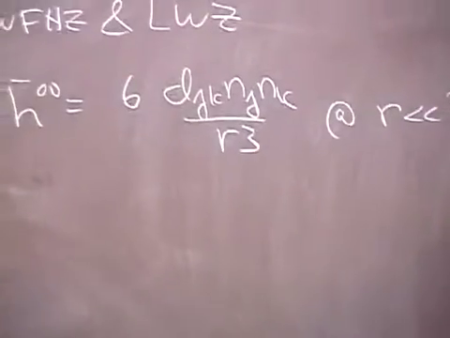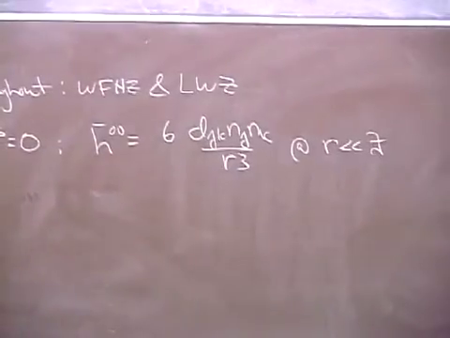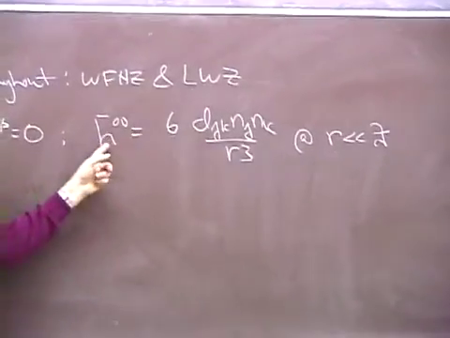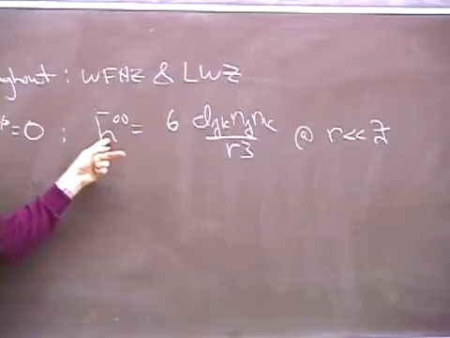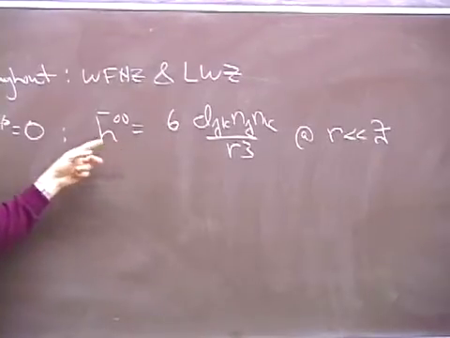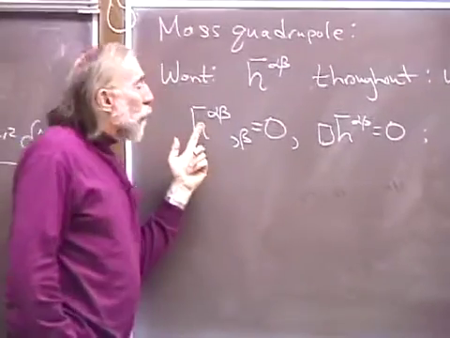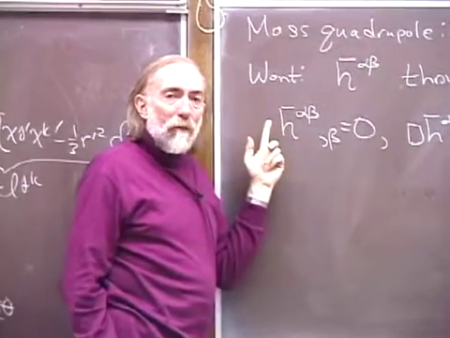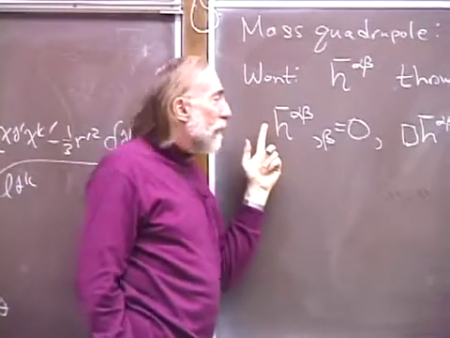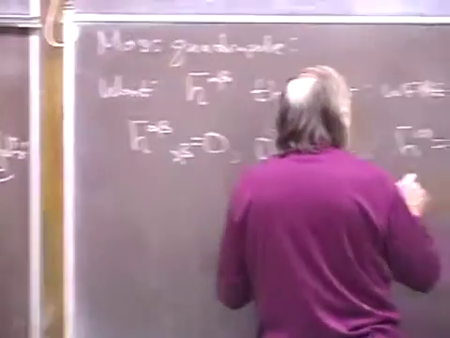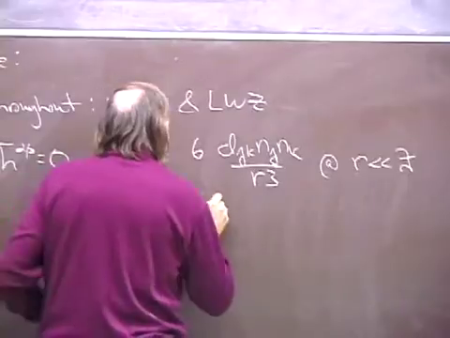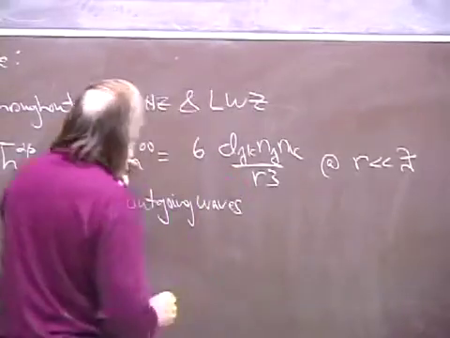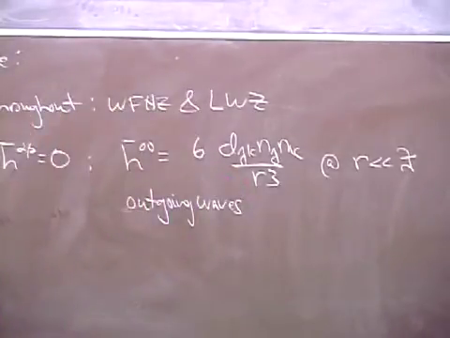So I need a solution of these equations that has this, if you think of it as a boundary condition at small radii in the weak field near zone. What I want is an outgoing wave solution. I don't want standing waves. I don't want ingoing waves. I want an outgoing wave solution which reduces to this form in the weak field near zone.